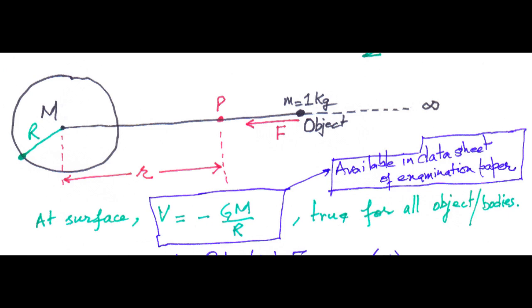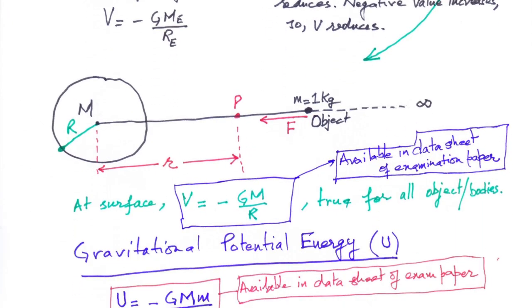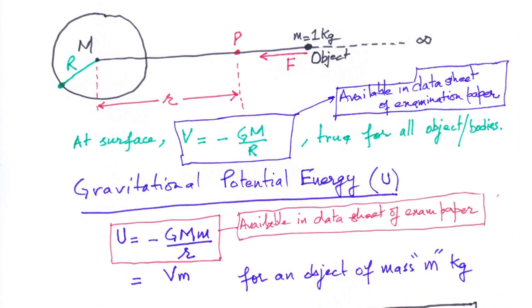Coming on to the surface of the Earth or the surface of this mass whose radius is r, the potential will be equal to minus GM over r, and it is true for all objects or bodies.